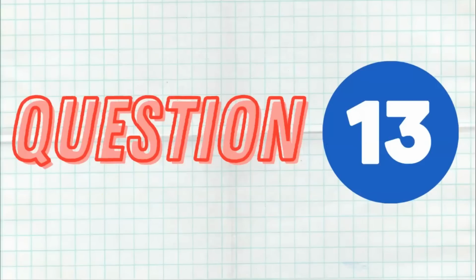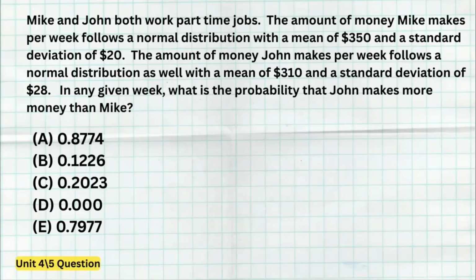All right, question number 13, here it is. Another question out of Unit 4/5 over probability and combining random variables. Go ahead and pause the video and try it. All right, so the correct answer here is B.